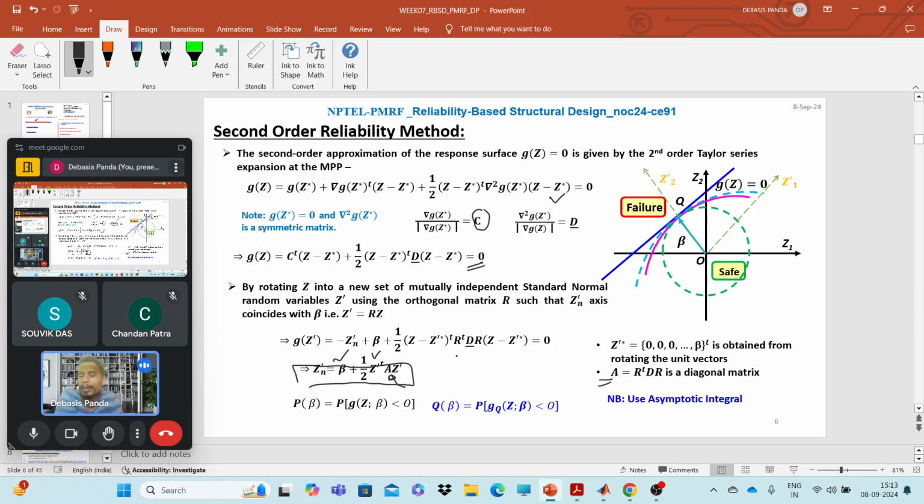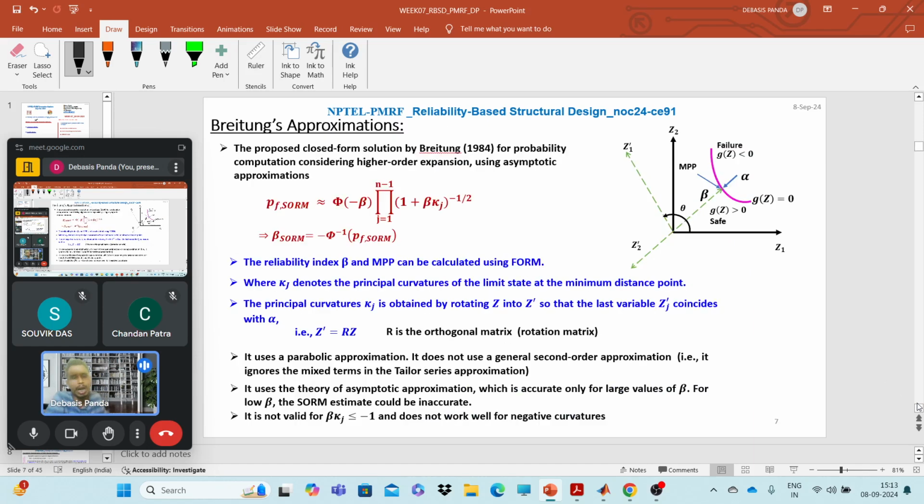Actually, for this course, two models have been discussed: Breitung as well as the Tvedt model. So Breitung actually goes for the asymptotic integral. If we directly go to the Breitung model, how did he propose to incorporate the information about the curvature? So let's see. In 1984, Karl Breitung proposed a closed form solution to calculate the second order reliability, that means considering the second order term.